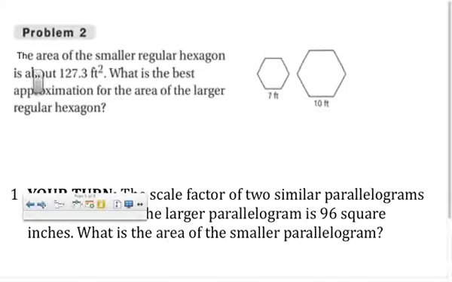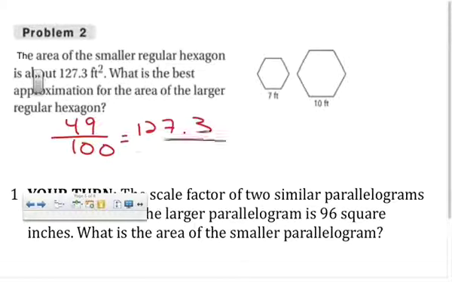Proportions. Yes, that's exactly what we're doing here. So, is 7 over 10 in my proportion? No. 49 over 100 is in my proportion. Because I am dealing with area, I must be using the ratio of areas. So I have to square that scale factor before I put it into a proportion. So on the other side of the equal sign, where am I putting that 127.3? Top or bottom? Absolutely. And then you're just solving for x.